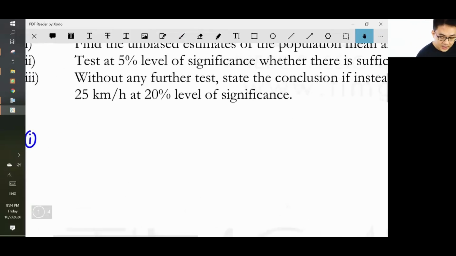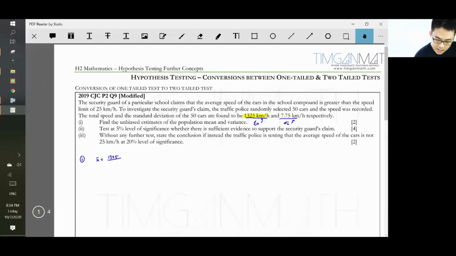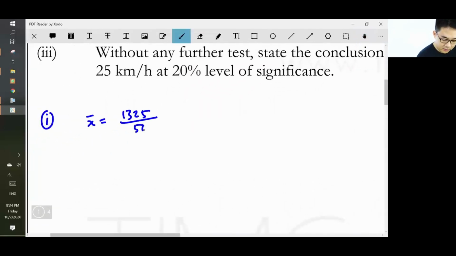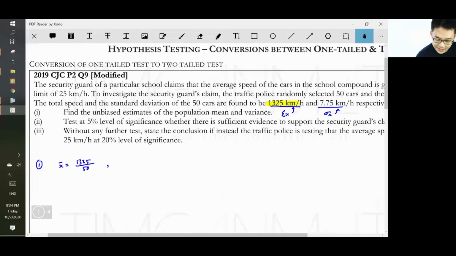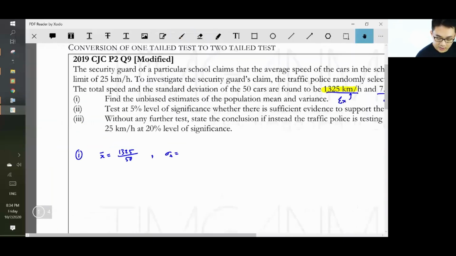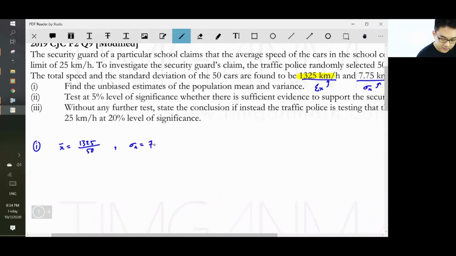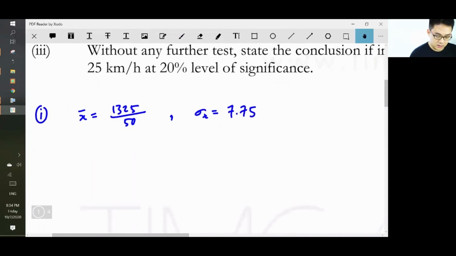The unbiased population mean would be 1325 over how many cars? There are 50 cars. Then what is sigma x? 7.75. For x bar, the sample mean, it is quite straightforward. What you get is 26.5.